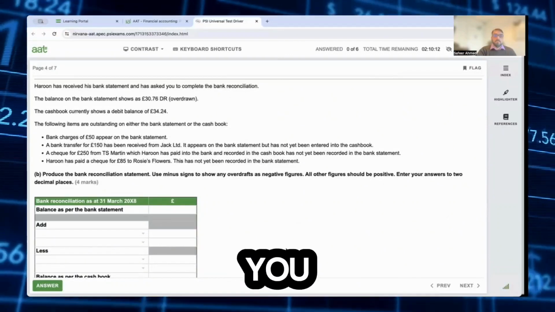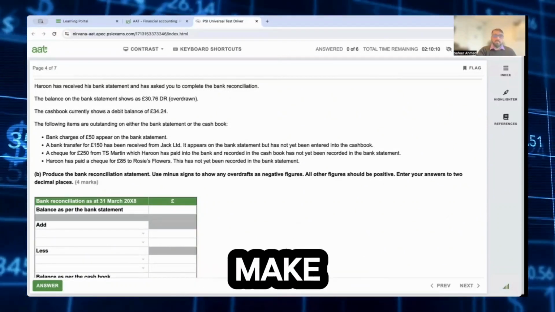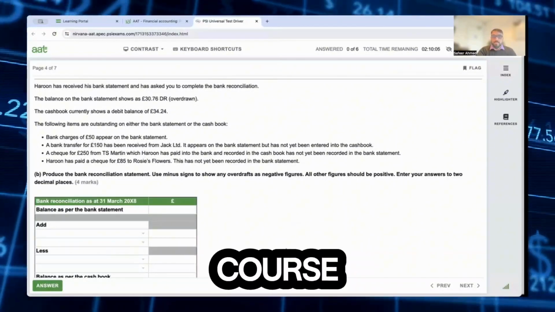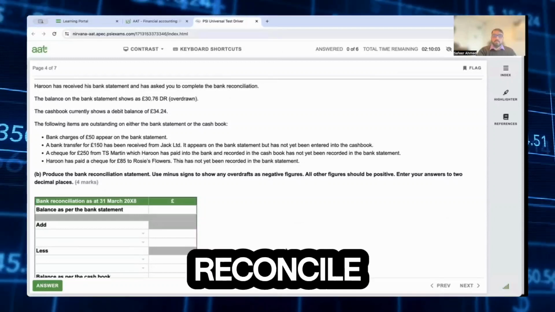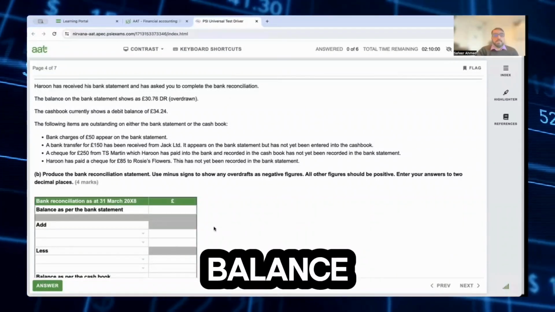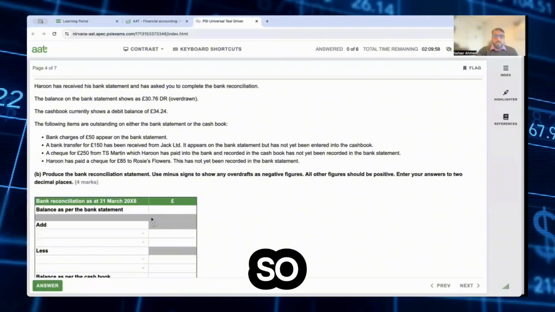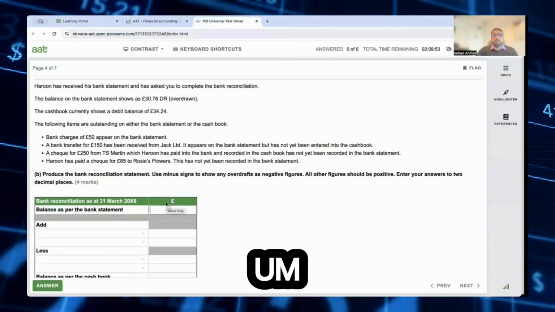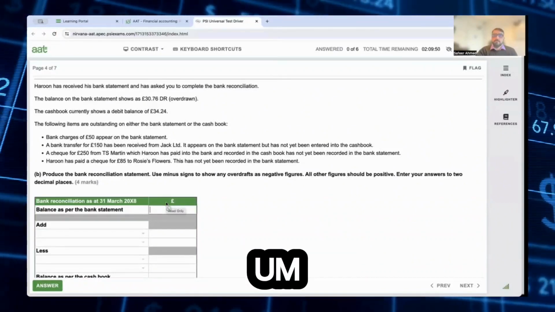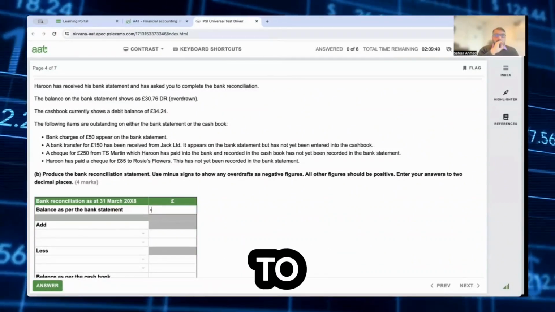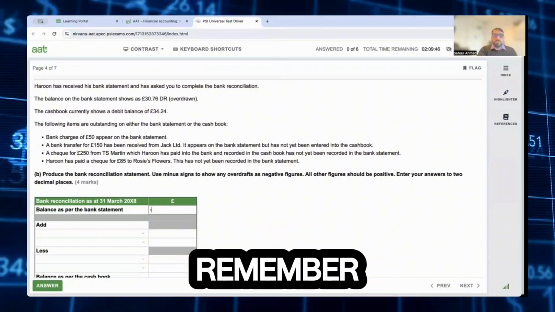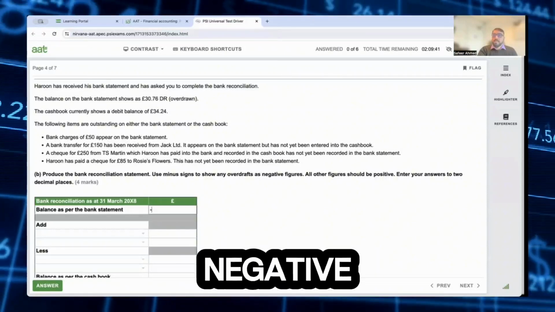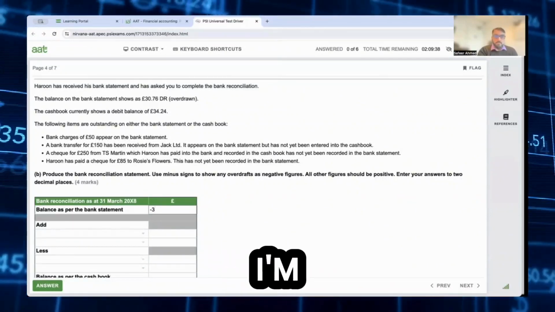Or they could give you a question like this as well, where you have to make some adjustment in the bank balance. So that's something we call, of course, a bank reconciliation statement. So we reconcile that balance with our cash balance. Okay, so the starting point will be, of course, the bank statement balance. That's given to you overdrawn, and remember they told you to use minus signs to show any overdraft as negative figures. So that's exactly what I'm doing.